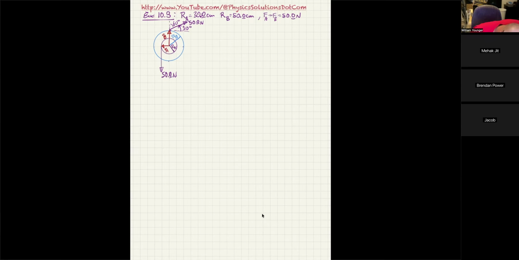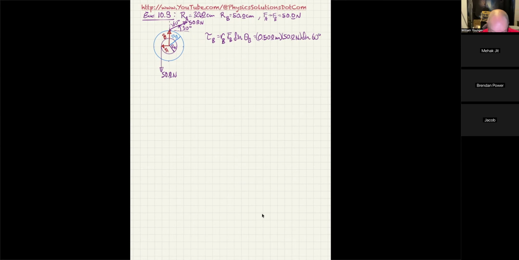Let's first say torque sub B is equal to R sub B times F sub B times the sine of the angle theta sub B. So that's going to be R sub B, which is 0.500 meters, times 50.0 newtons times the sine of 60 degrees.